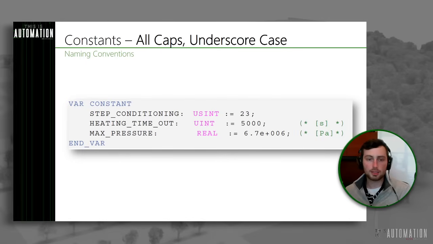Okay, for constants, we recommend all caps and underscore case. Again, this helps really clearly when you're reading through code: okay, this is all caps, so this is a constant. And then we use underscore case when you're using all caps because otherwise it's very unreadable. I'm sure you can imagine heating time out. If you smush that all together, it becomes very hard to read. So again, I recommend the underscore case to break that out. But anytime you're defining constants, using all caps is helpful.